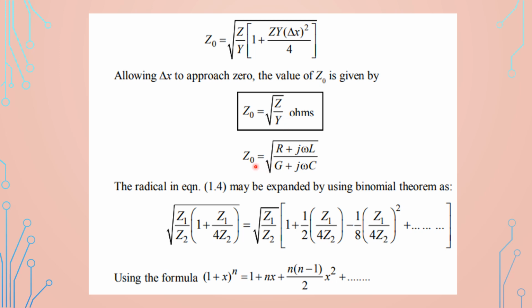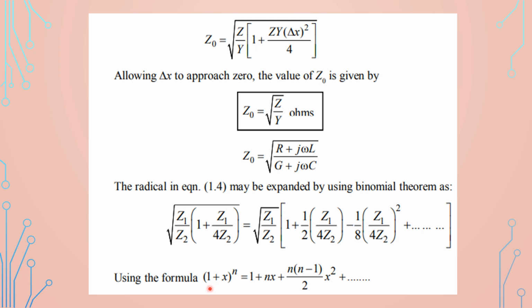We can substitute, actually we know that Z is nothing but R plus j omega L and Y is nothing but G plus j omega C. So this is the secondary constant value in terms of primary constants. Similarly, we can derive gamma in terms of primary constants. For that, we take the Z0 equation and use the binomial theorem to expand it.